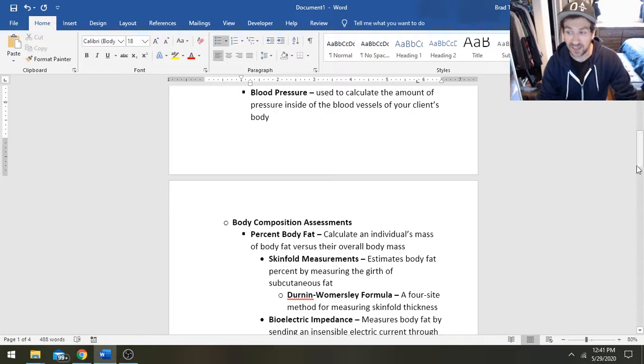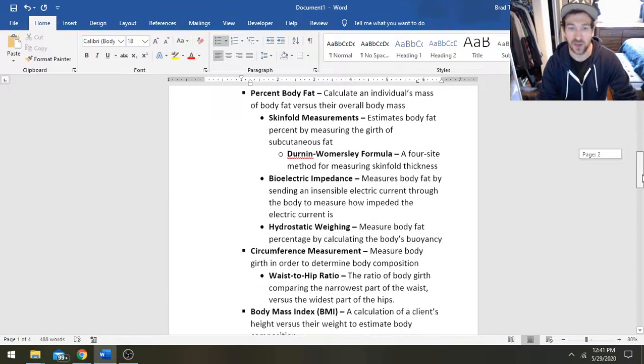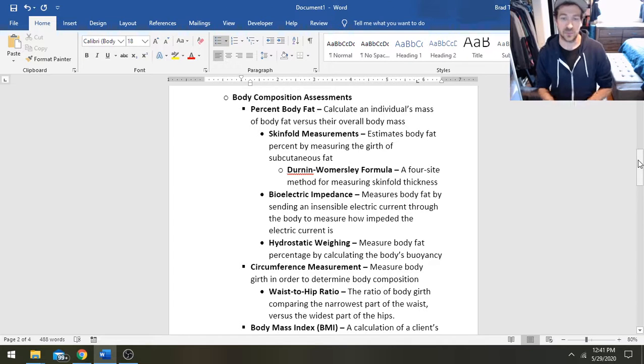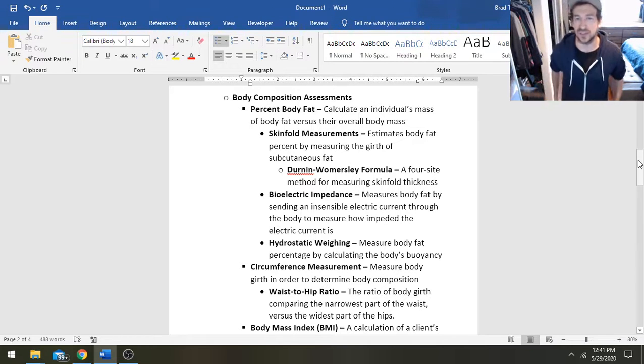We also have our body composition assessments, which are also objective. These are things that are related to body fat percentage or weight or circumference measurements, right? So the first one we're looking at is percent body fat. We got a couple different ways that we can gather percentage of body fat. We have skin fold measurements, which is estimating your body fat percentage by measuring the amount of subcutaneous, or below the skin, fat.